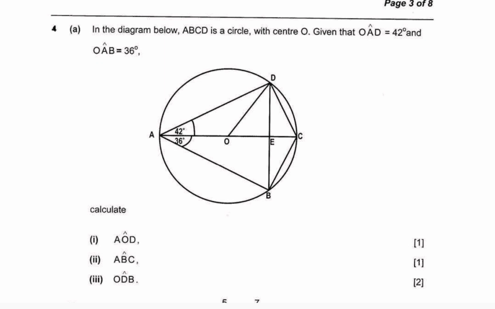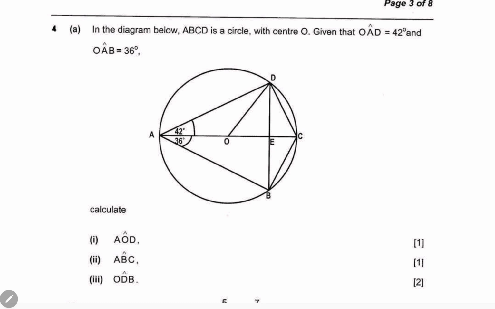So it says calculate AOD, ABC, and ODB. Without wasting much time, let's dive into the question itself. You can see that this is the center. Because this is the center, any line moving away from the center to the circumference is a radius. So keep that in mind. Even if I draw another line like this, it is still a radius. Is it making sense? All right.